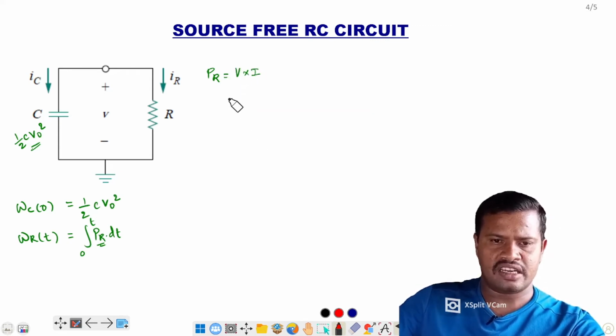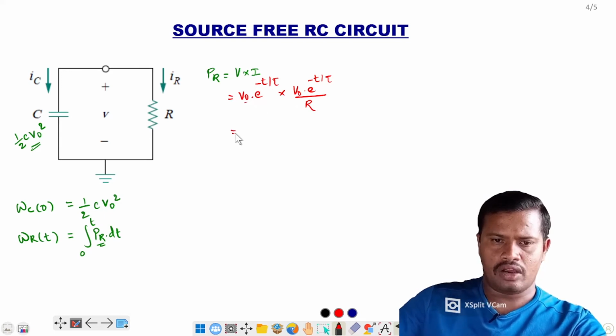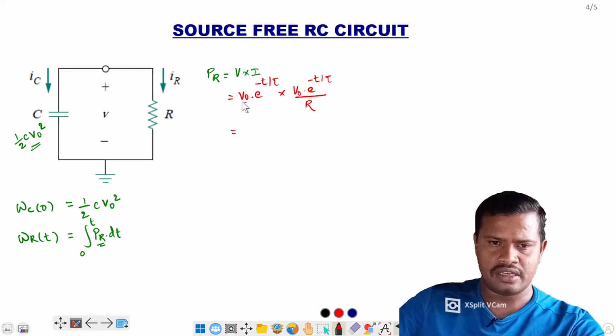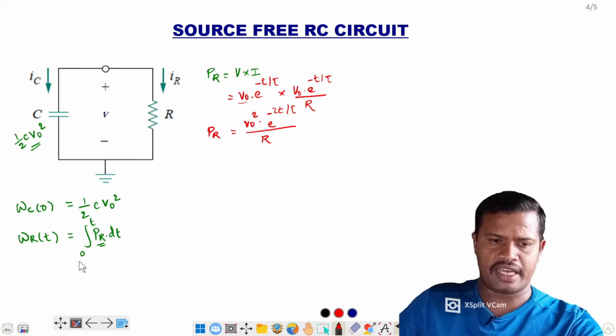As we know, V is equal to V naught into e to the power of minus t by tau, and the I value is equal to V by R, which is V naught e to the power of minus t by tau by R. On simplifying this equation, V naught into V naught will be V naught square, and e to the power of minus t by tau into e to the power of minus t by tau will become e to the power of minus 2t by tau, divided by R. Now this is PR. We are going to apply it into the formula for the energy dissipated by the resistor.